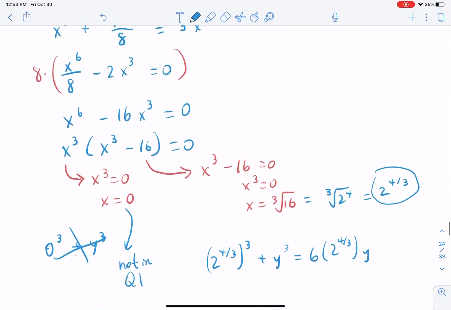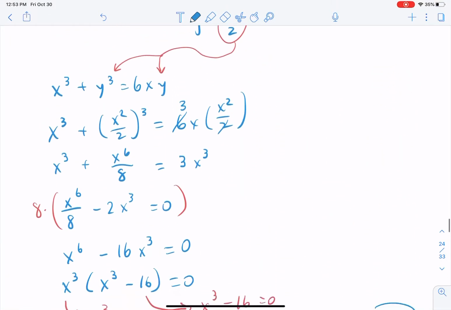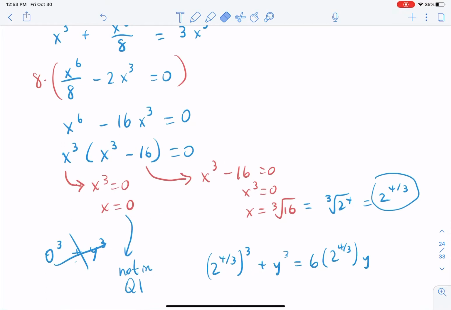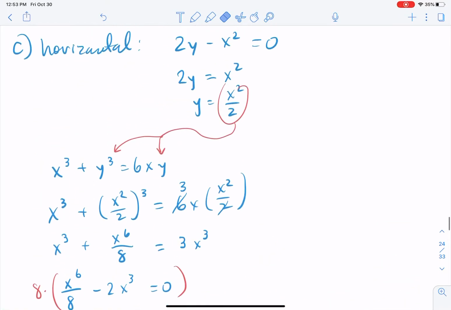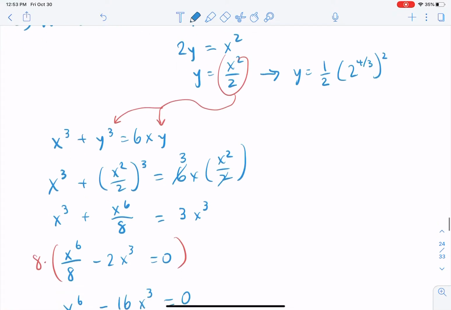I have another equation that relates x and y's. It's the one that I started with. Where the heck is it? Oh, here it is. Look at this. Y is equal to x squared over 2, or I'll just write that as half, times my x coordinate being squared, which was 2 to the 4/3 power, and then let's square it. Yeah, that's going to be a little bit easier.